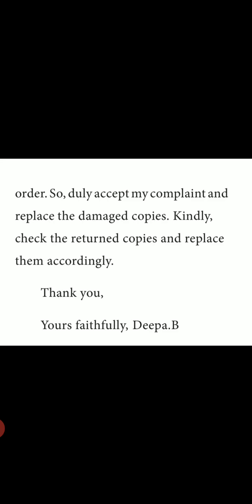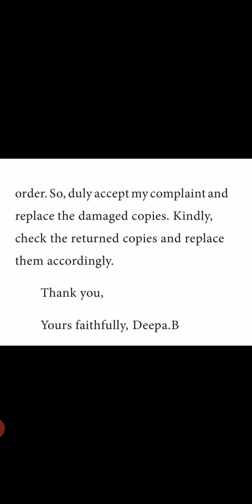Mention the details of the inquiry. Then the conclusion. Here, Deepa concluded: Kindly check the damaged copies and replace them accordingly. Then the complimentary clause, Yours. Then the sender's signature and designation if it is applicable. Are you clear, children? Then I will send some questions to write this formal letter.